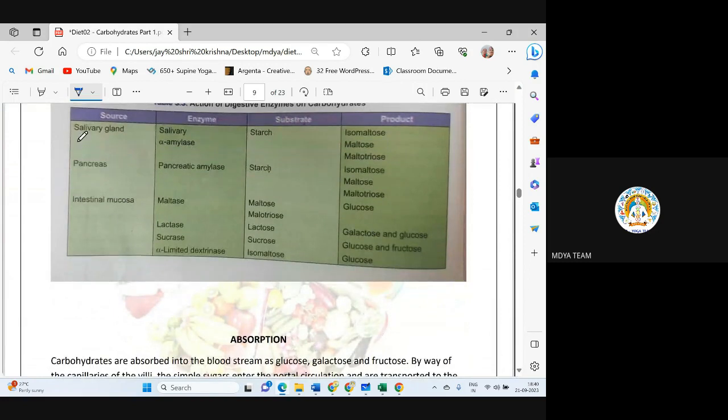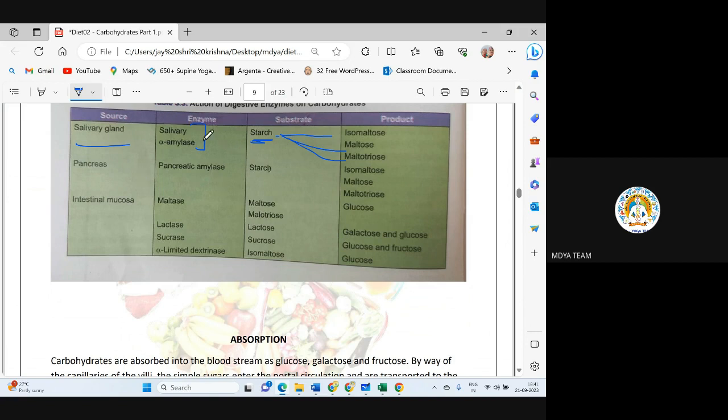First source of enzyme is the salivary gland. In salivary gland, alpha amylase or ptyalin is present. This alpha amylase or ptyalin acts on starch. Starch is a polysaccharide and breaks down into isomaltose, maltose, and maltotriose. Some of these are polysaccharide and some of these are disaccharide. So digestion of carbohydrate starts in the mouth.